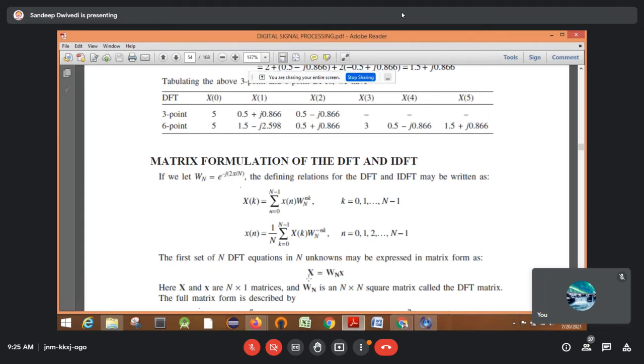Now to find out the DFT, see here, this is the input sequence, and this is the DFT which you are going to find out. Both are capital N into one matrix. And this W_N, if you are finding out the 4-point DFT, then this will be the 4 by 4 matrix. If you are finding out the 8-point DFT, this will be 8 by 8 matrix.